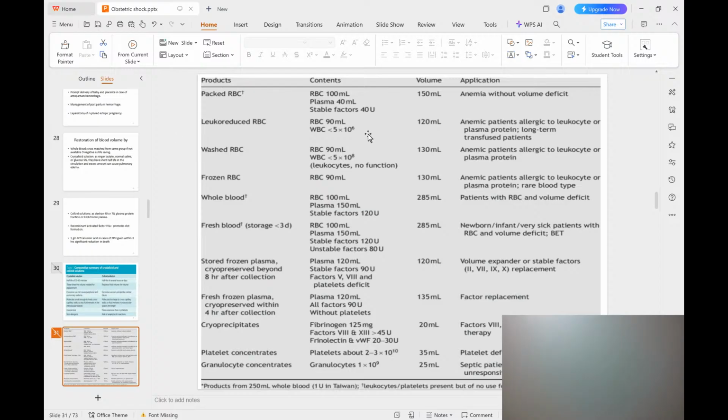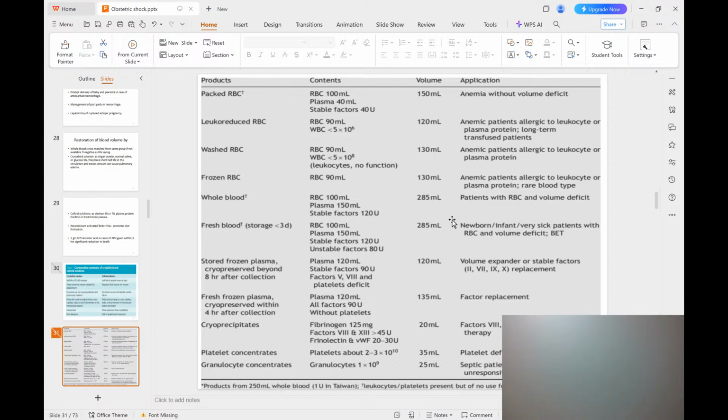100 ml of RBC and 40 ml of plasma, and total 150 ml, which is used for anemia without volume deficit. Similarly, washed RBC, frozen RBC, whole blood. In whole blood, the RBC is 100 ml, plasma is 150 ml, total is 285 ml, for patients with RBC and volume deficit, and fresh blood of less than 3 days. Volume is similar, but it is useful for newborn, infant, very sick patient with RBC volume deficit.